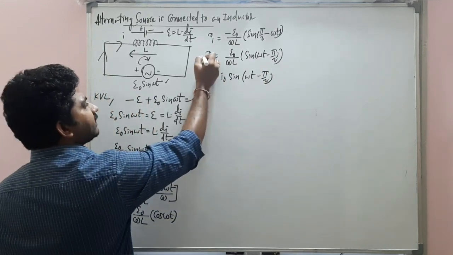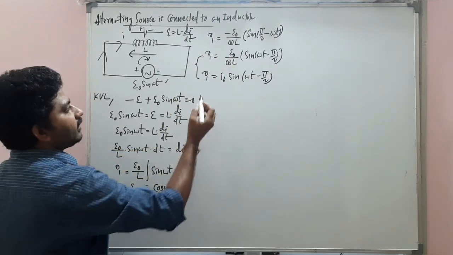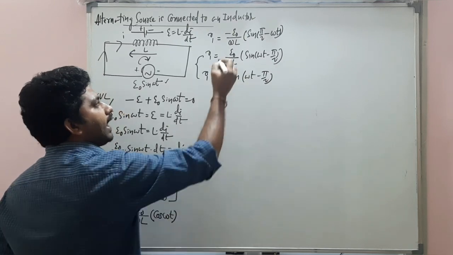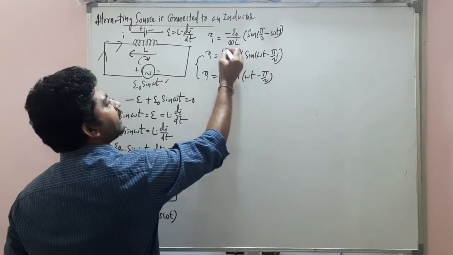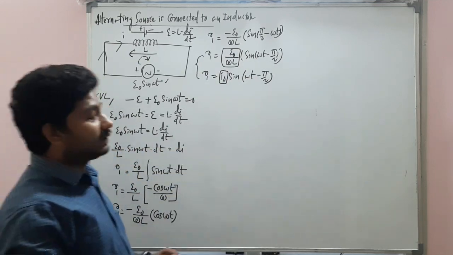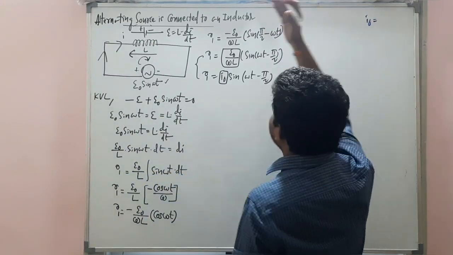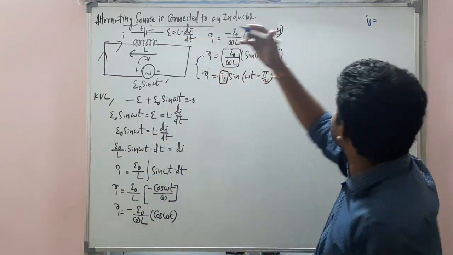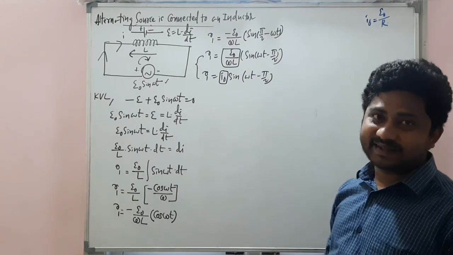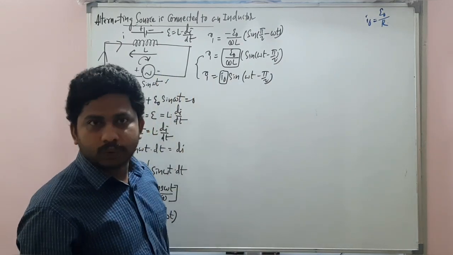If you compare these two equations, we have I naught here. I naught is E naught by omega L. In the last slide, what we discussed, in case when an AC source is connected to a resistor, our I naught is E naught by R, where R is the resistance in that circuit. In this circuit also there is a resistance, yes or no?